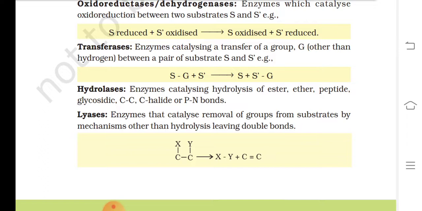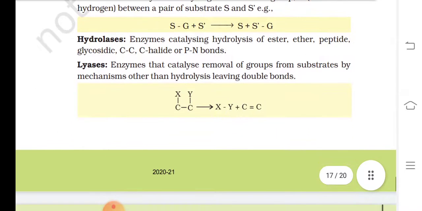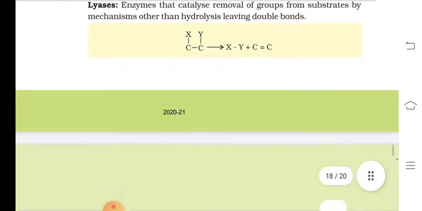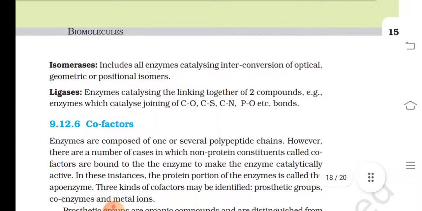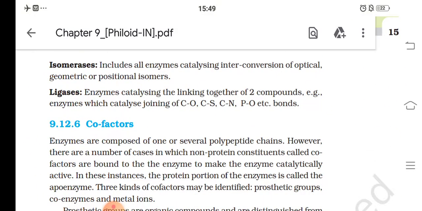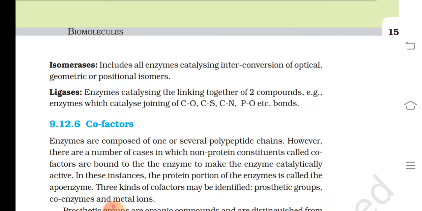Hydrolases are enzymes catalyzing hydrolysis of ester, ether, peptide, glycosidic, C-halide or P-N bonds. Lyases are enzymes that catalyze removal of groups from substrates by mechanisms other than hydrolysis, leaving double bonds. Isomerases include all enzymes catalyzing interconversion of optical, geometric, or positional isomers. Ligases are enzymes catalyzing the linking together of two compounds, for example, enzymes which catalyze joining of C-S, C-N, P-O, etc.